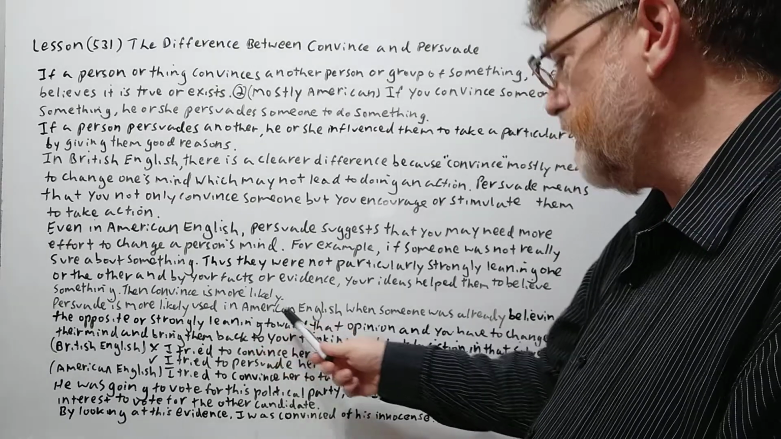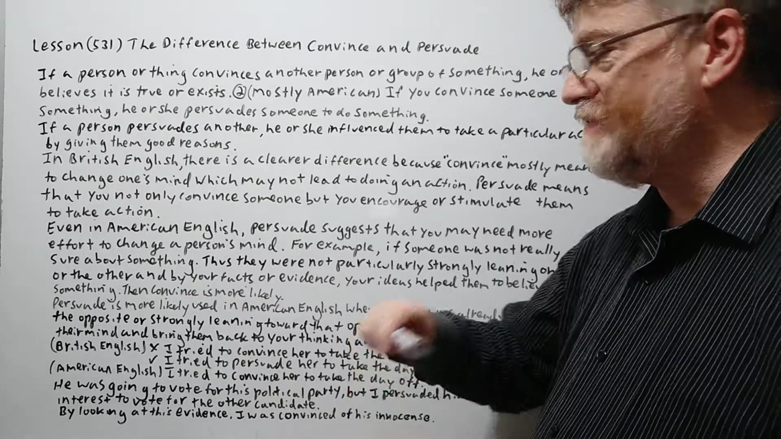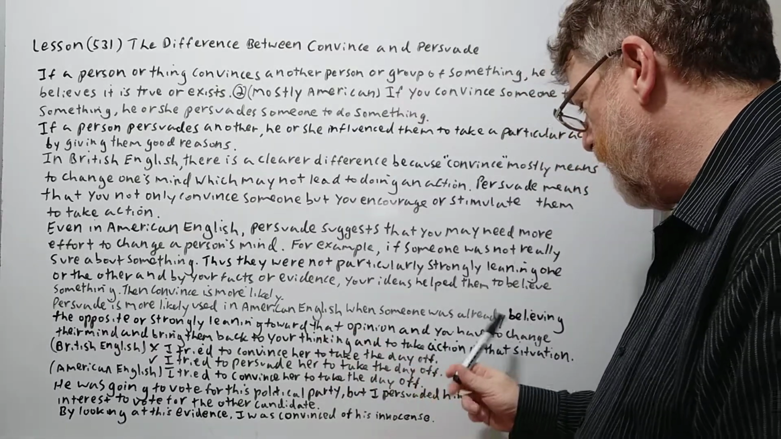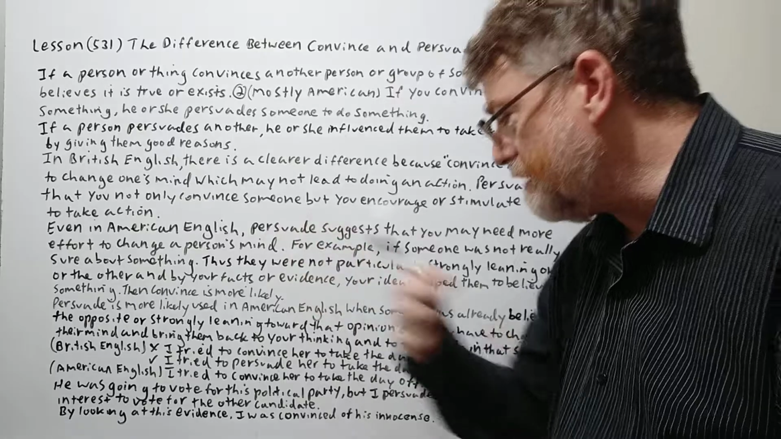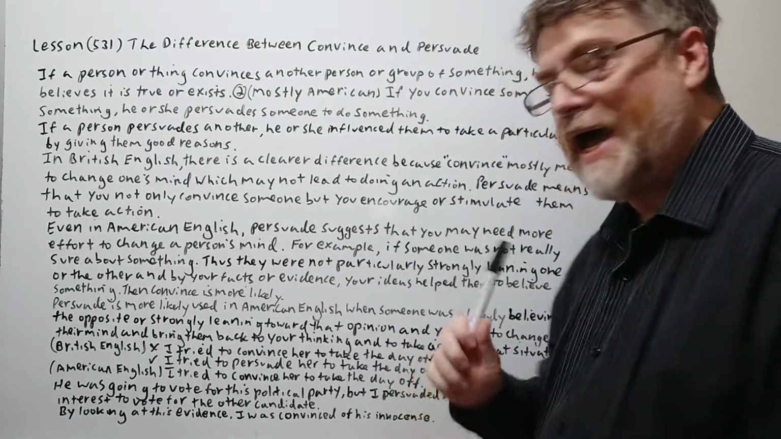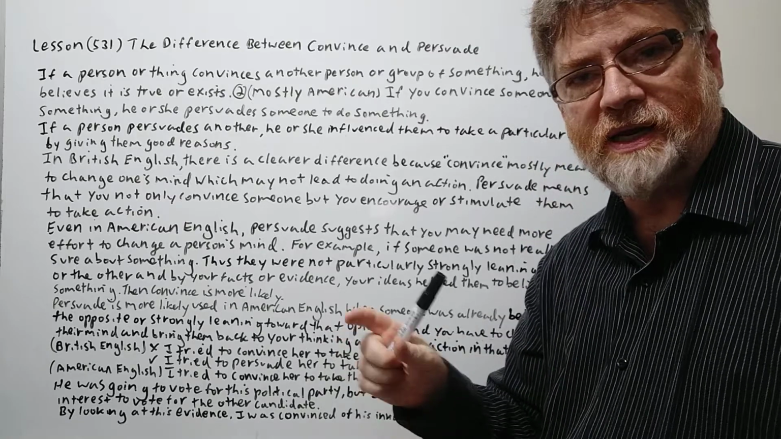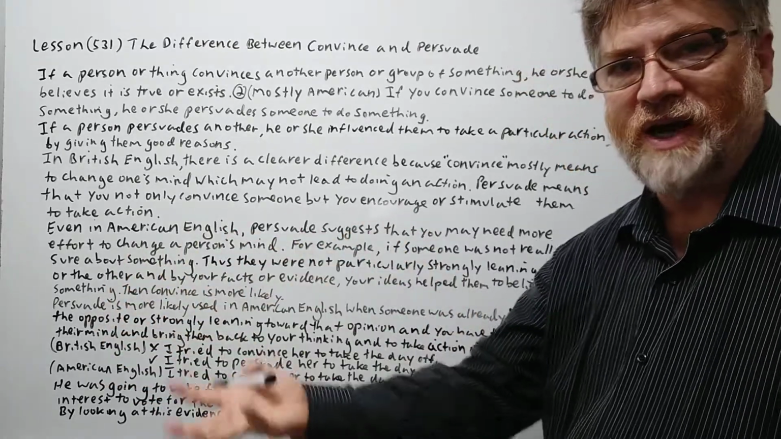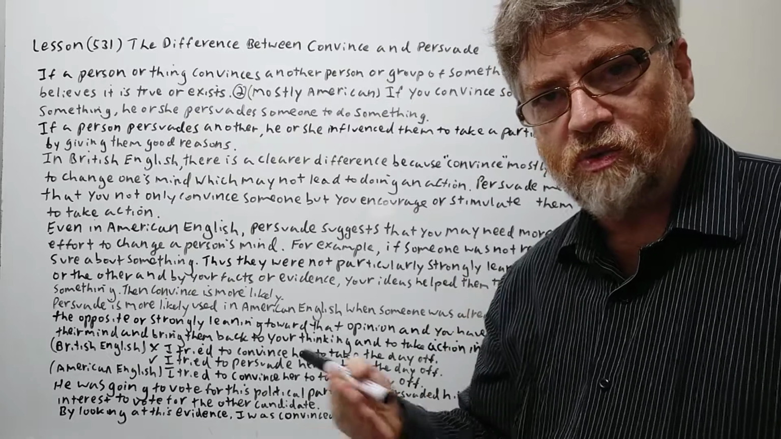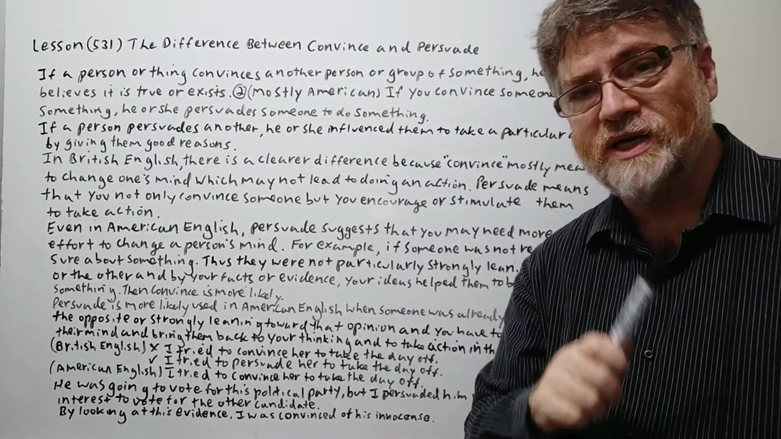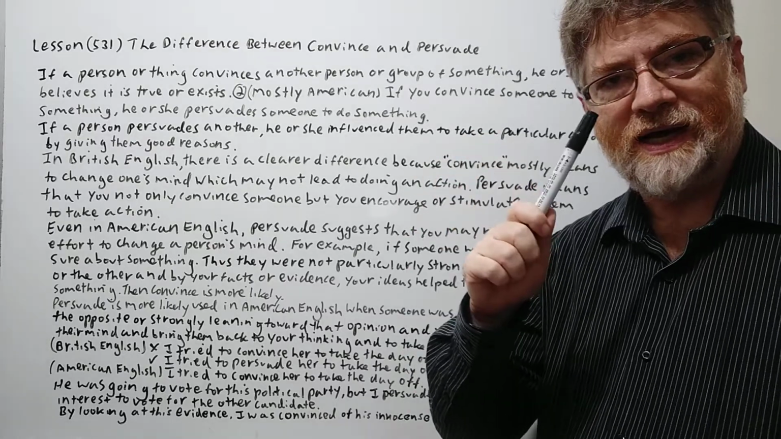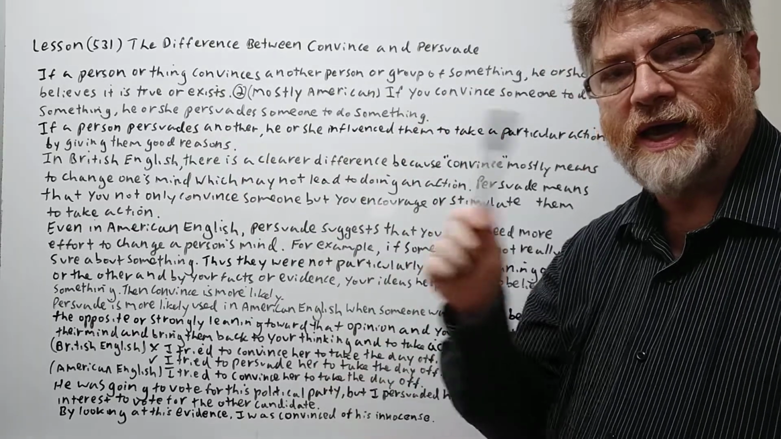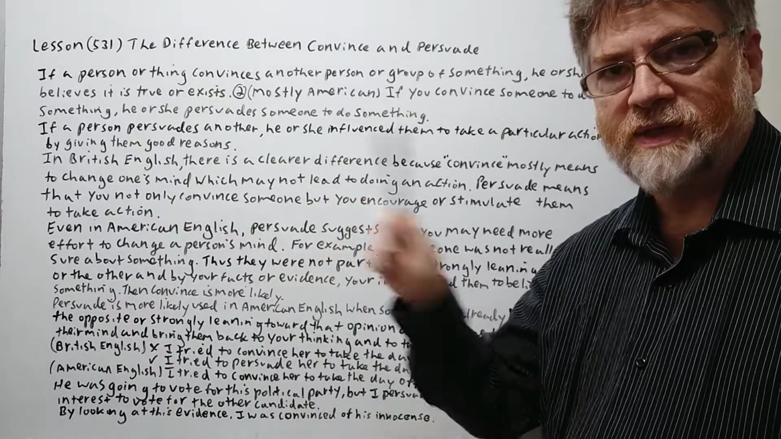Okay. Persuade is more likely used in American English when someone was already believing the opposite or strongly leaning toward that opinion, and you have to change the mind and bring them back to your thinking and to take action in that situation. So there is a bit of a difference in American English too. But I think in American English it has to do with the amount of effort that you have to do in making them think the way you think. Okay, but like I said, in British English, the idea is convince is more with, you've given them enough facts to think one way, and persuade, they always talk about persuade with action in British English.